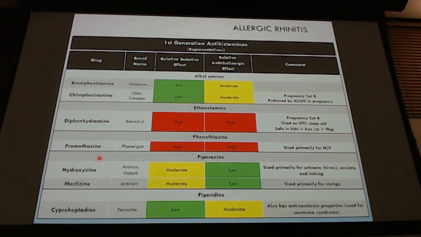Promethazine, we've heard about promethazine. Most of the time when we're using this, it's for nausea and vomiting. Again, you see both of those side effects, it's red.